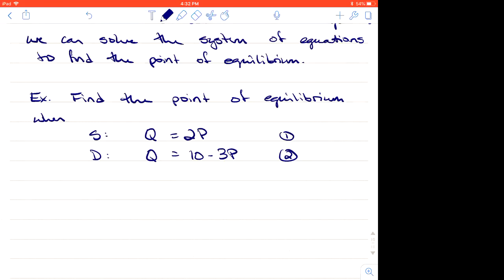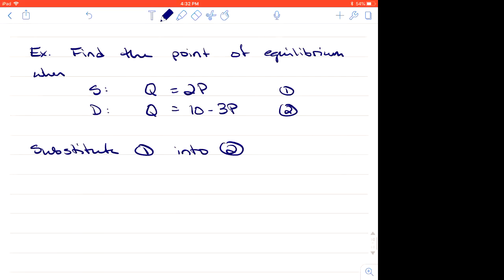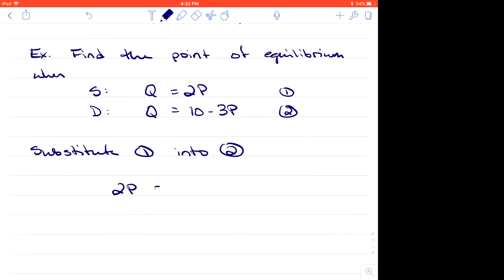Substitute 1 into 2. Q equals 2p in equation 1. So I'm going to put Q equals 2p in for Q in equation 2. So I just get 2p equals 10 minus 3p. That's nice. We just set them equal to each other because they're both equal to Q.